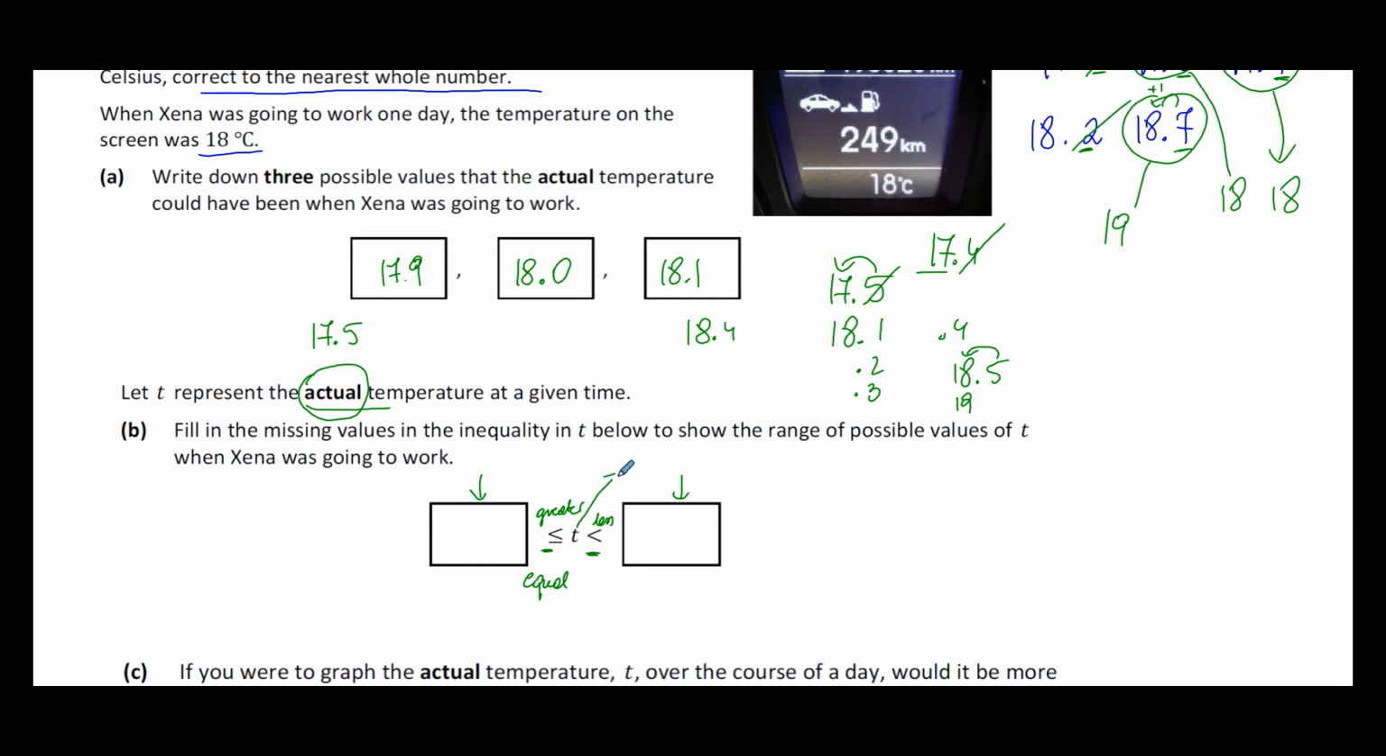And what does the T represent? Temperature, isn't it? So temperature has to be greater than or equal to, or less than, what? Below to show the range of possible values. The reason why they are saying range is because it's not just one value. It could be a lot of different values. So that's what we were analyzing earlier. So the lowest possible value is 17.5, isn't it? Because 17.5 could equal 17.5, it will give me 18. And the highest possible is 18.5, because T has to be less than that. If it was an equal sign, then we would put 18.4, but it has to be less than 18.5. So understanding those signs is also important.